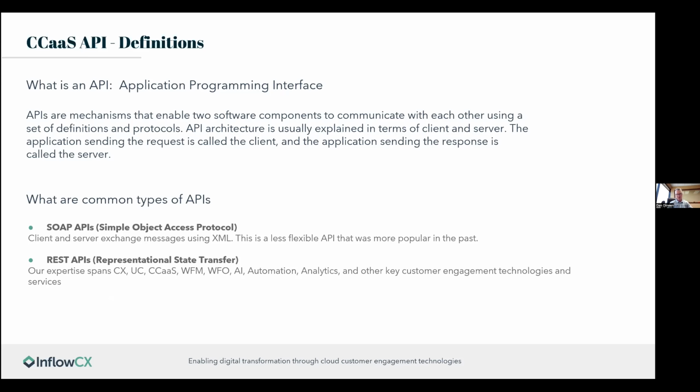The application sending the request is called the client. The application sending the response, or responding to that request, is called the server. So you could look at a CCaaS telephony platform as a client requesting information from a CRM system, or the server. There's a number of different types of APIs. Over the years, there's been a tremendous amount of improvement and simplification with integrating using these APIs. A lot of that has been driven by standards, improvements in web applications, and a move from proprietary systems to more open systems.